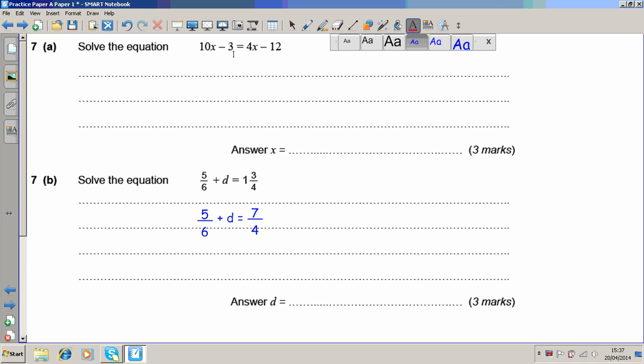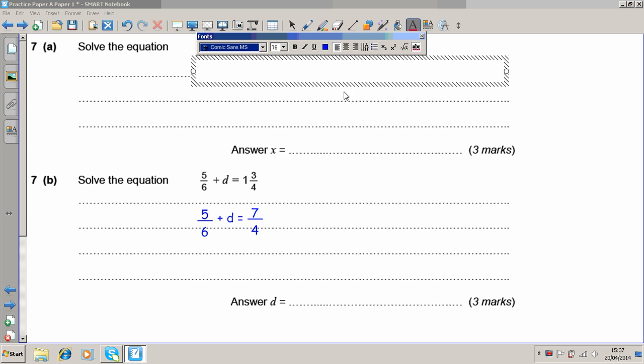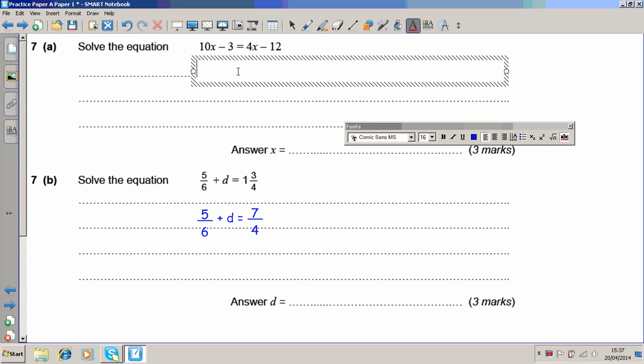Solve the equation. 10x minus 3 equals 4x minus 12. Okay, so for these, you've basically got two sides. You've got this side of the equation, left side, and then you've got the other side of the equation. And you do the same to both sides. So your first job is to get rid of the lowest amount of x's, so I'm going to get rid of 4x off here. So 10x take 4x is 6x minus 3, and on this side I took the 4x off, so I'm left with minus 12.